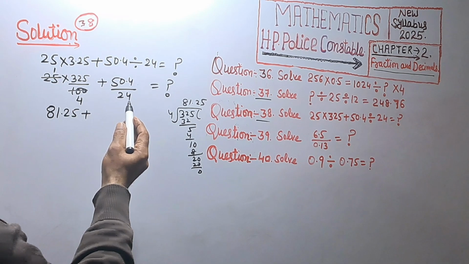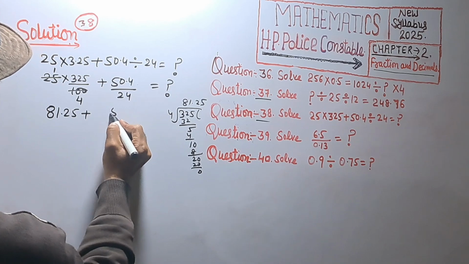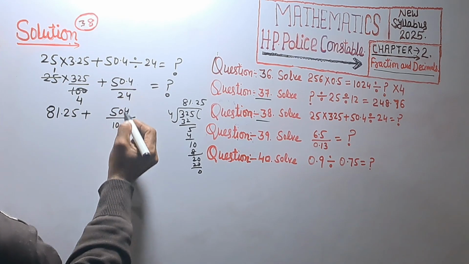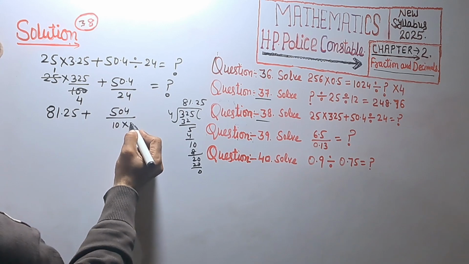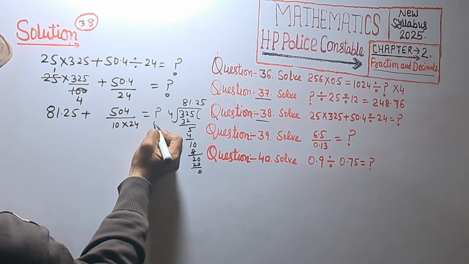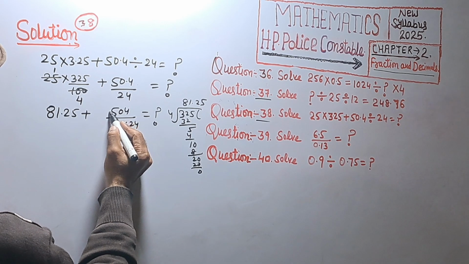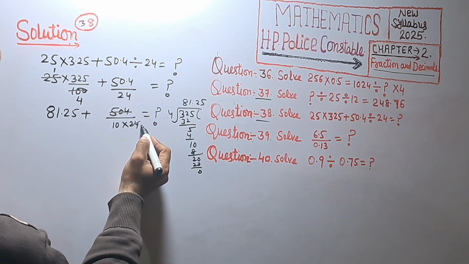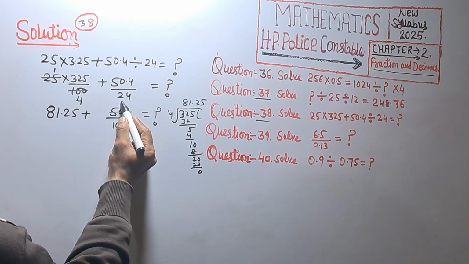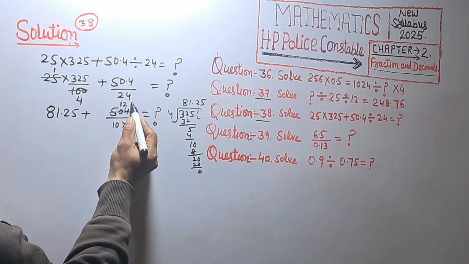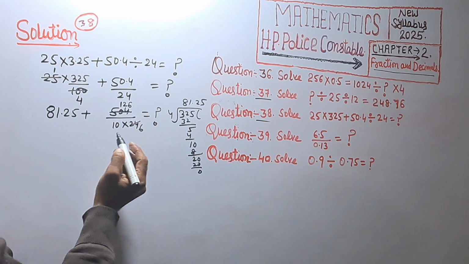Plus 504 upon 10 into 24. Point convert 1 and 4, that will be 0, 10 into 24 equals ? Divided by 4. 6 fours are 24, 4 ones are 4, and 10, 4 twos are 8, then 24, 4 sixes are 24.